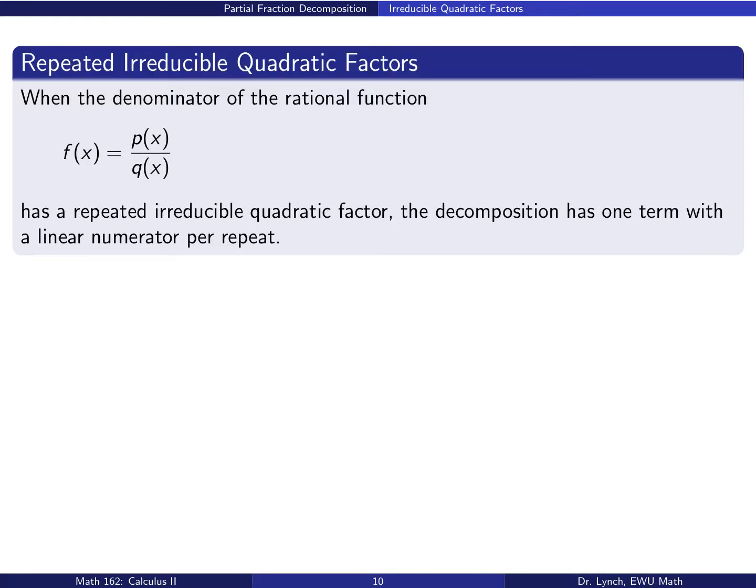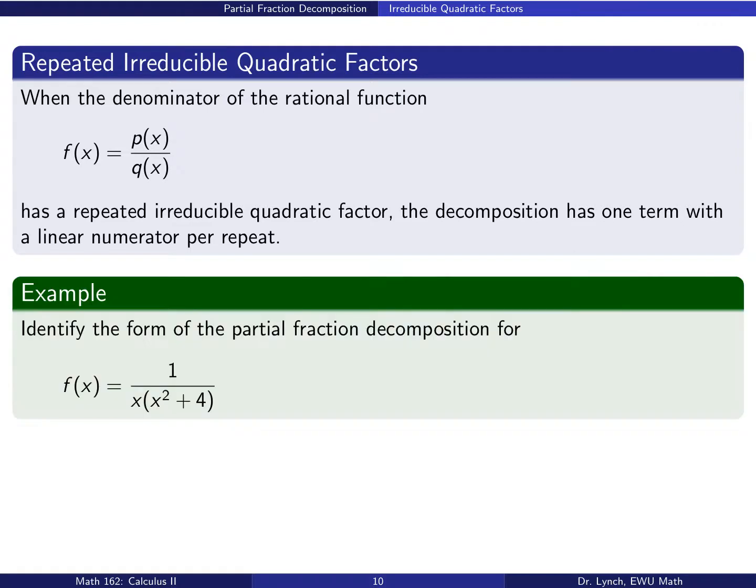Finally, one thing that might happen is you might have repeated irreducible quadratic factors. You may not be surprised to use our intuition from repeated linear factors. The decomposition will have one term per repeat with the linear numerator. Here's an example that illustrates that. This is not an example that illustrates that. Let me fix that. Here's an example that illustrates that.